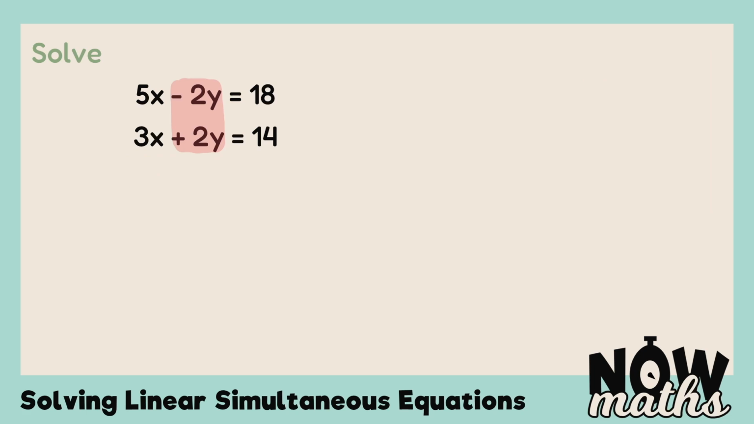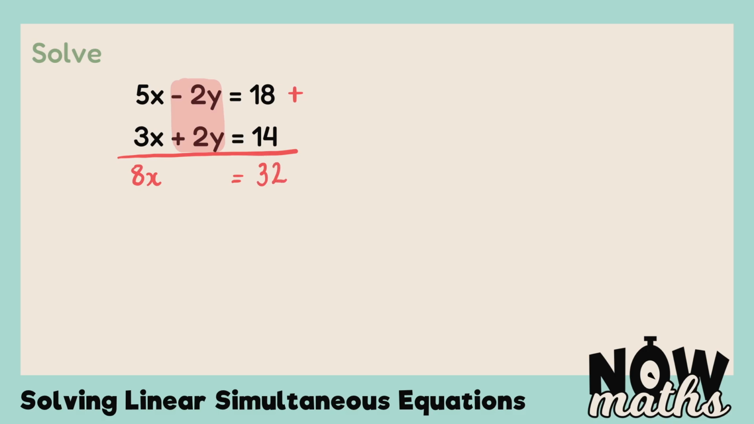So to solve these equations, we're going to use the fact that if we add 2y to negative 2y, we get 0. So if we were to add these equations together, we would eliminate the 2y term entirely. Because we're adding, the order of the equations doesn't matter at all this time. So starting with 5x add 3x, we get 8x. Then negative 2y add positive 2y is 0, so we won't write that down. And finally, 18 add 14 is 32.